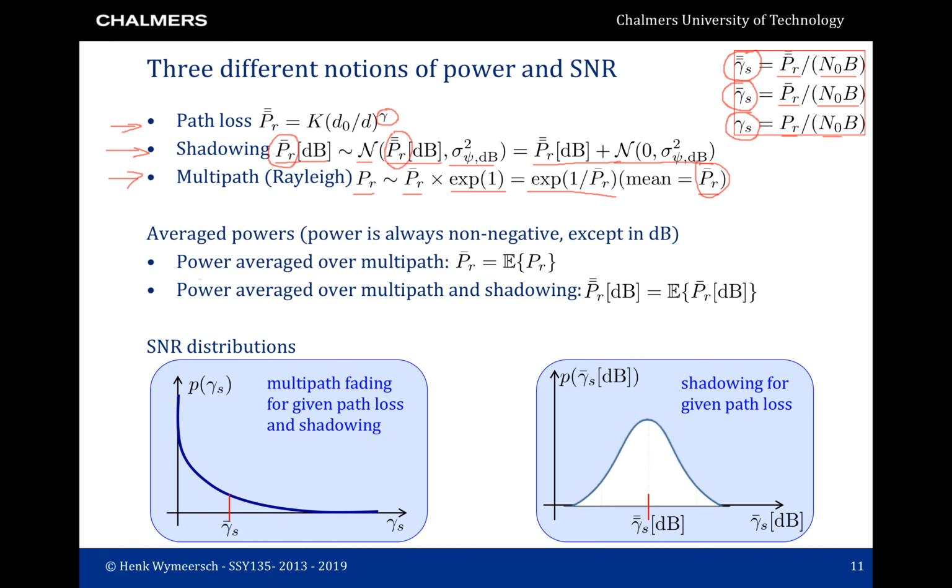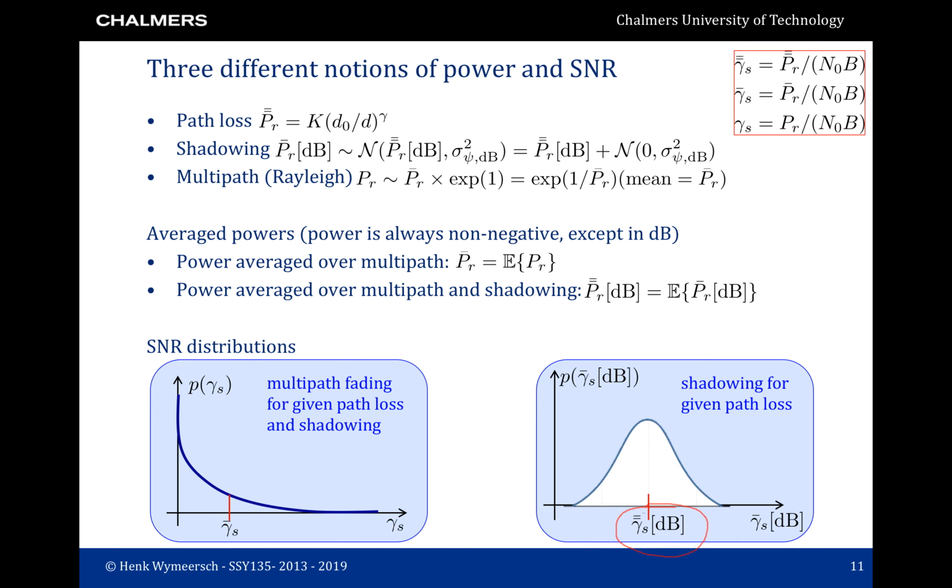So just to comment on this averaging, the power due to shadowing here is the expected power after path loss, shadowing, and multipath fading in the linear domain. The power due to path loss in the dB domain is the average power due to path loss and shadowing in the dB domain, not in the linear domain. The figures in the bottom try to further illustrate this.